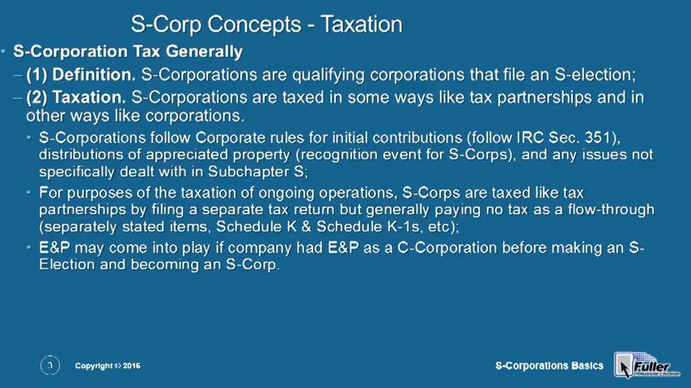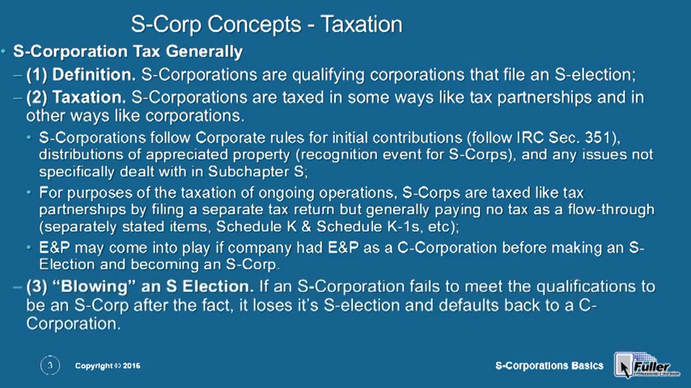Concept number 3, big picture concept, is what we call blowing an S election. I didn't come up with that vernacular. That's just what it's called. When you blow the S election, it means you fail to meet the requirements of the S election. If you have an S corporation that fails to meet the qualifications to be an S corporation after the fact, it loses its S election, and then it defaults back to a C corporation.